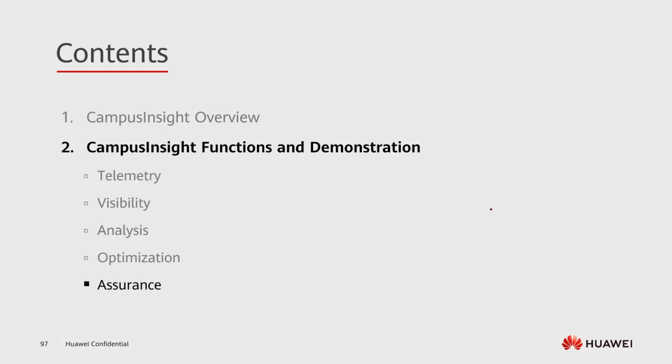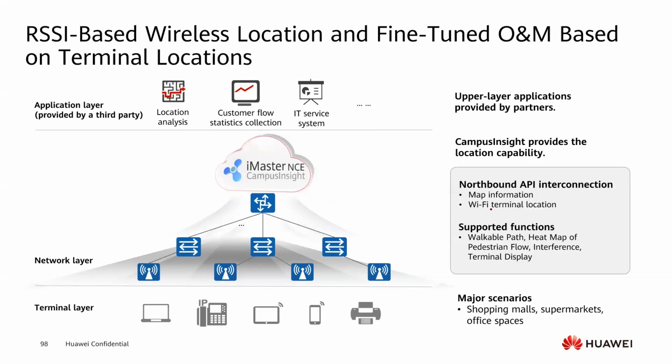And the final is about the assurance. First is the wireless location, which we just mentioned at the first of the course. Due to the impact of the virus nowadays, we hope that people are scattered in the shopping mall or the supermarket, and we can just use the wireless location function to locate all of the terminals, and it can show the walkable path and a heat map of pedestrian flow and interference, or also the terminal display.